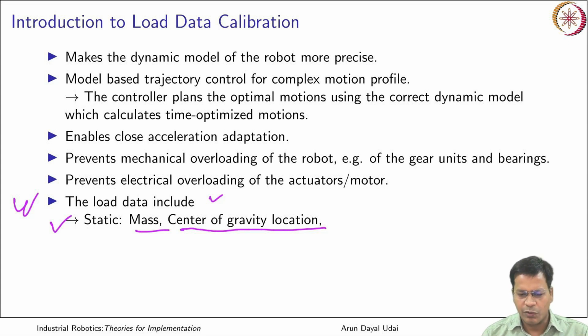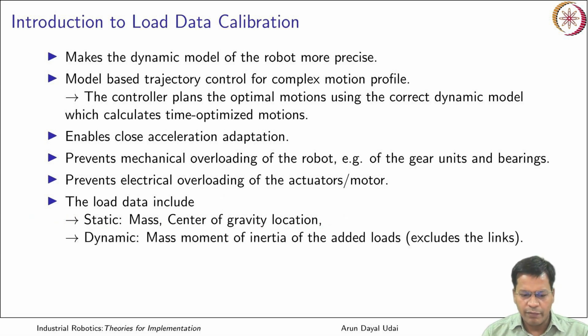Okay, that was calculated only due to the link masses, but there are masses which are added to the robot, like supplementary loads on different links. We'll talk about that. Those masses are also going to create some static moment. So mass and center of gravity location of those masses are to be known for static load calculation also.